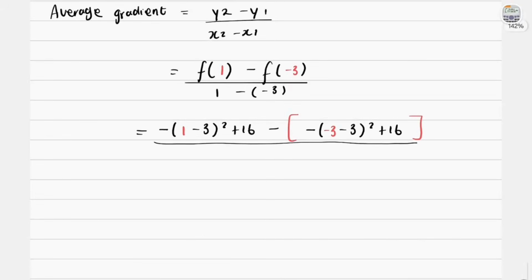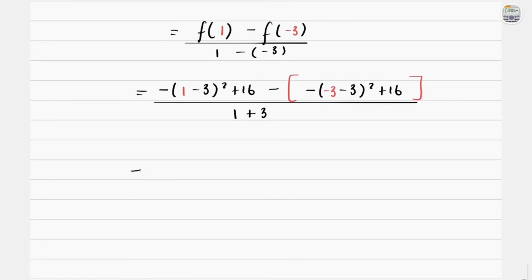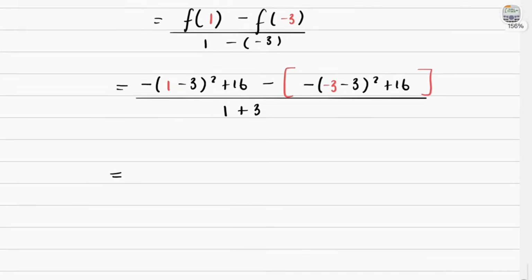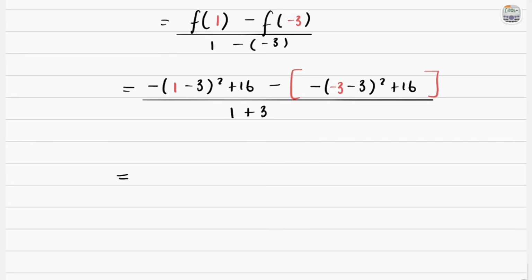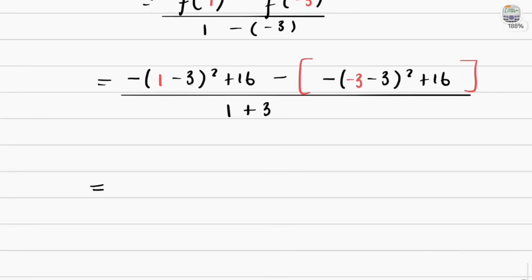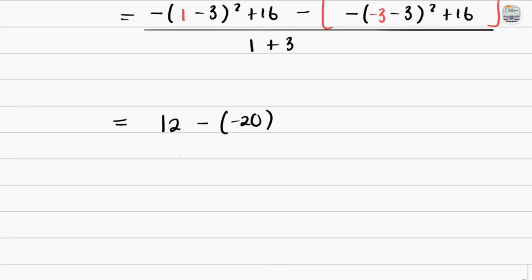And then we're just saying over, now the denominator can just simplify to 1 plus 3. And you just have to find this value. That's all. Okay, so at this point, let's just find the y values. Okay, so we know that we subtracted those y values. So this would simply be negative 2 squared, which is 4. And that's negative 4 plus 16. What is 16 minus 4? Is 12. Then minus, and then this becomes, that is negative 6 squared, which is 36. And this is negative 36 plus 16, which is negative 20. So minus negative 20 over 1 plus 3, which is 4. Okay, we can just find the answer.